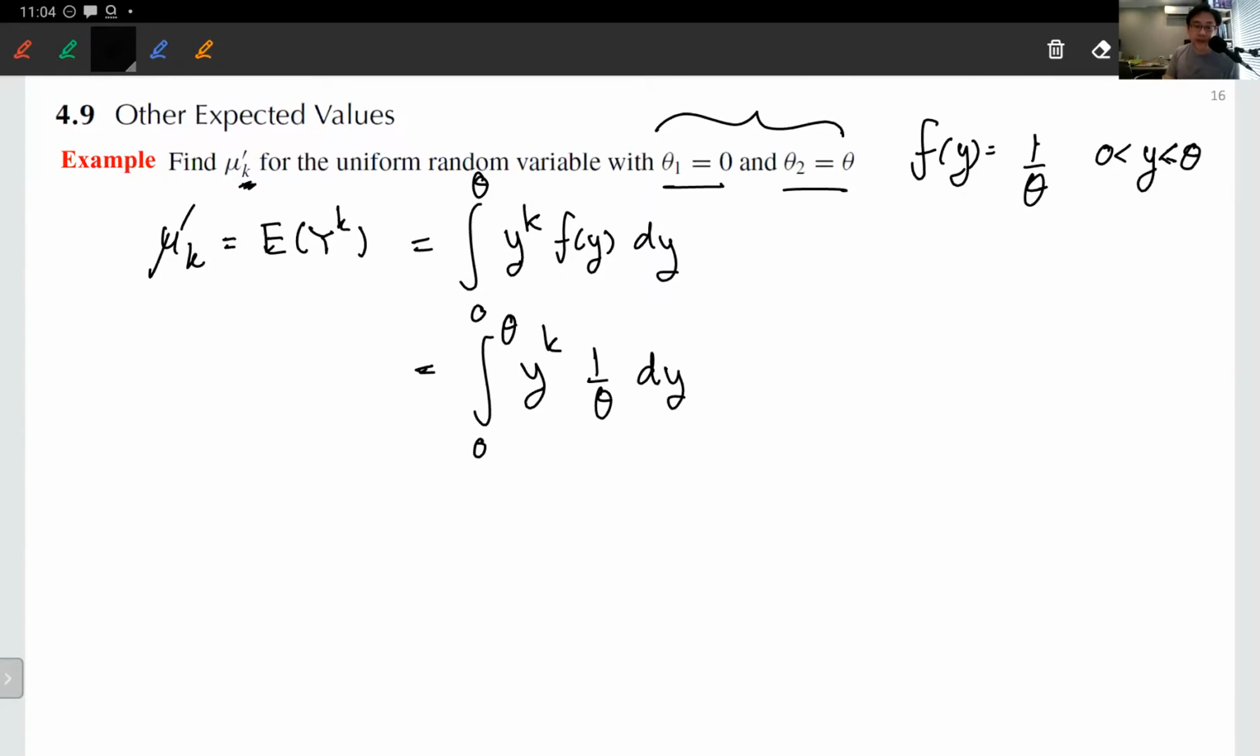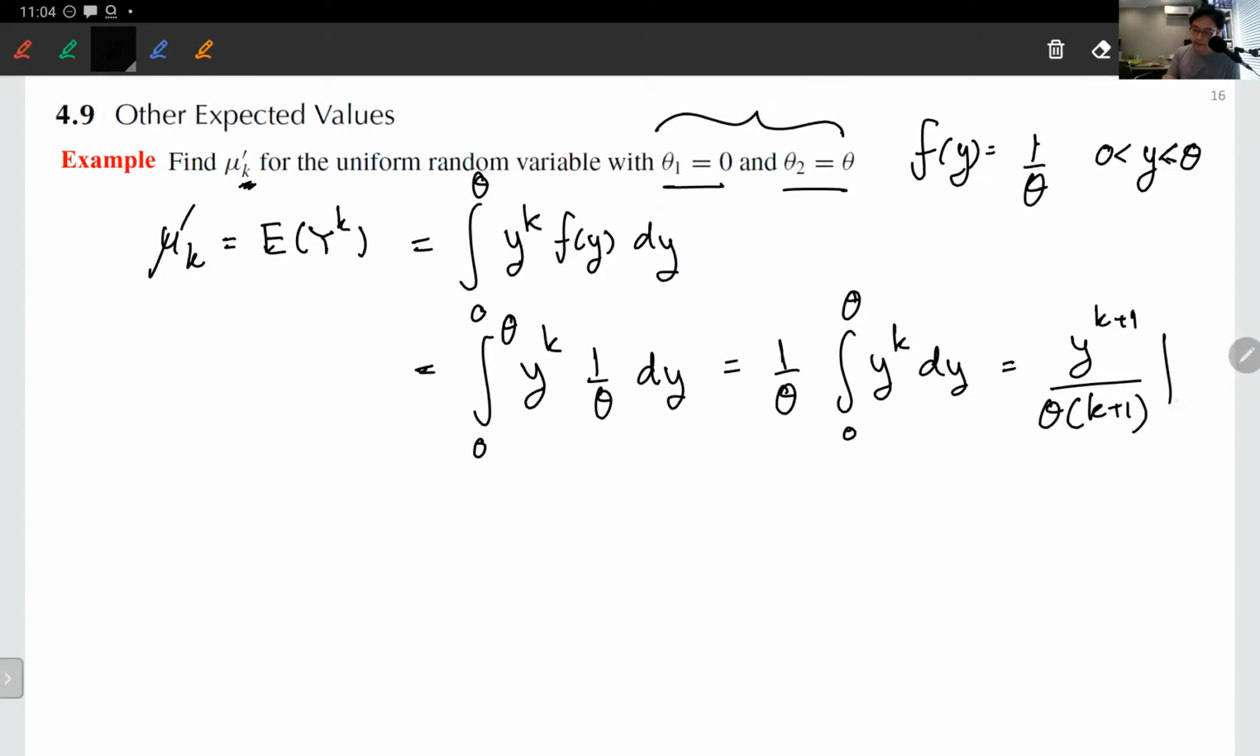So what we have over here is that 1 over theta is just a constant. I can pull it out. And now you only have to do the integral of y to the k dy from 0 to theta. And everyone knows how to do this. It's y to the k plus 1, and the exponent drops down to the bottom. Take the limit from 0 to theta. Very nice. Plug it in.